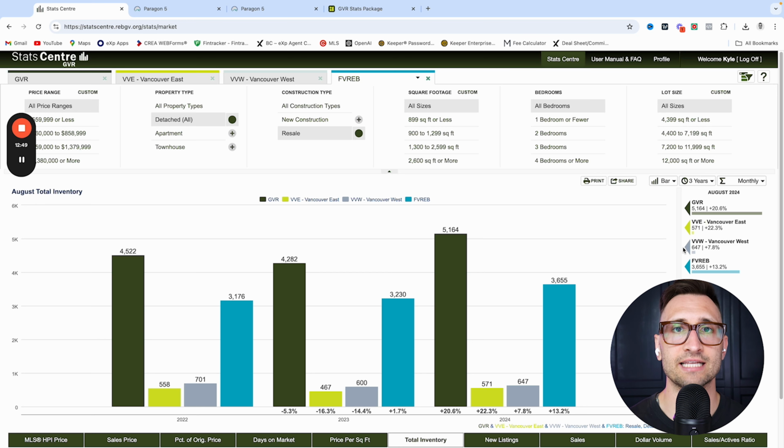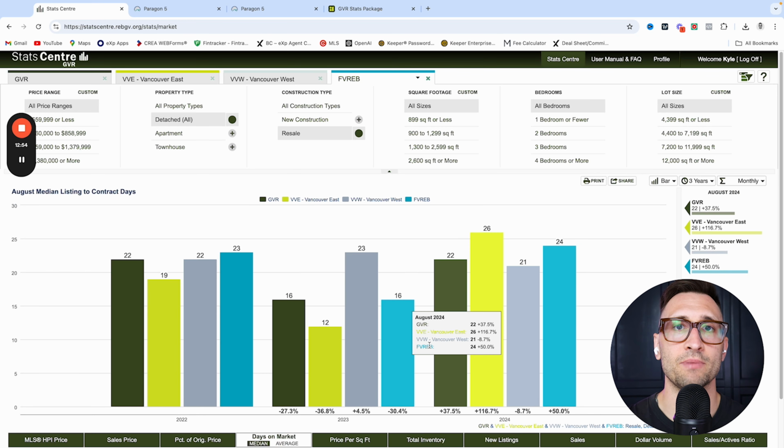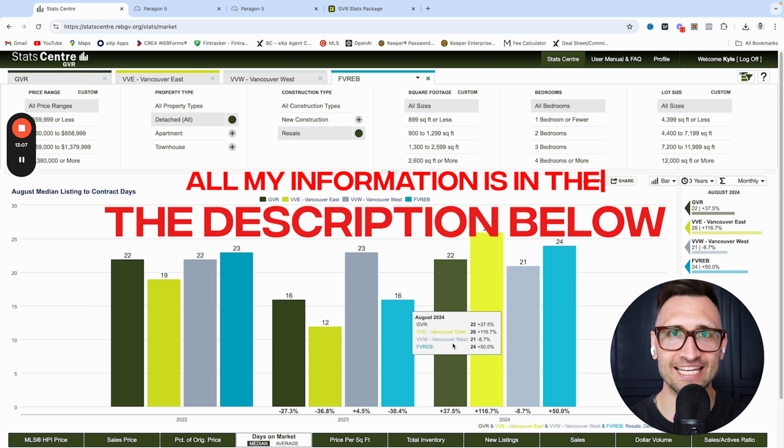Good inventory is still selling quite quickly, and we can look at that just with the days on market. But if you are not super picky, if it's not your forever home and you're wanting to get a nice move into the marketplace, you should be getting in touch with your realtor. Hopefully it's me. My information is in the description below.